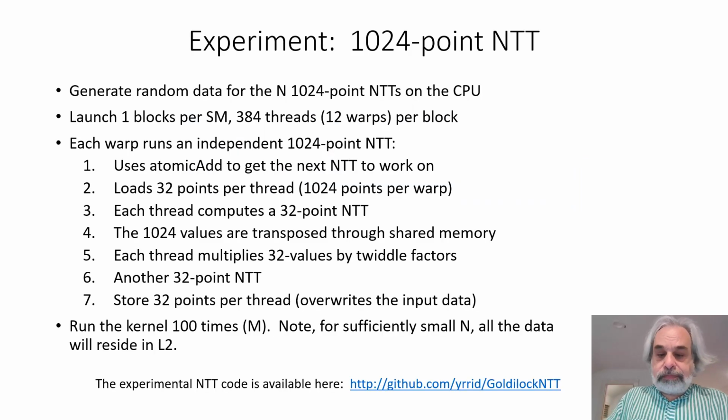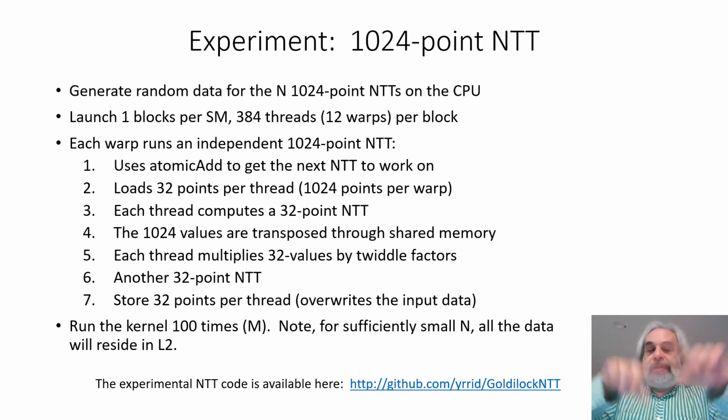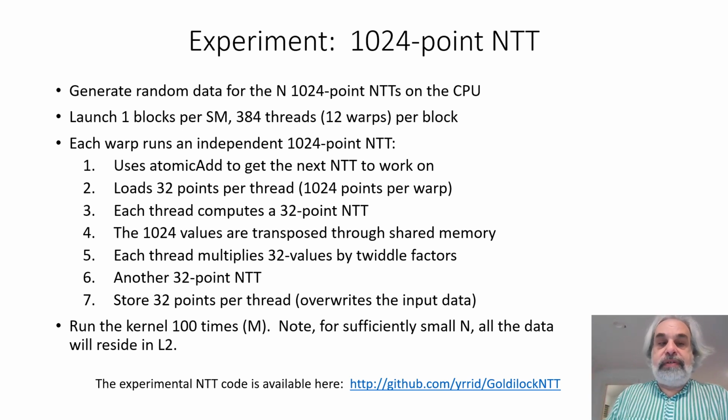Okay, so now that we have NTT32 as a building block, where it happens in each thread, we're going to build NTT1024, and the way we're going to do that is basically every thread in a warp is going to do an NTT32, and the whole warp together is going to do an NTT1024. And we do this exactly the same way using the 4-step Bailey method that we just used in the previous slide.